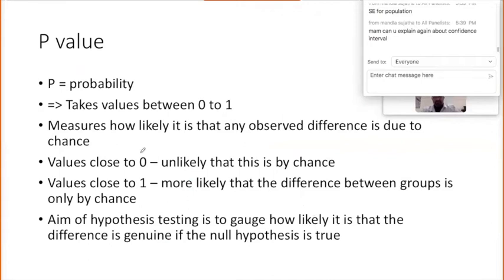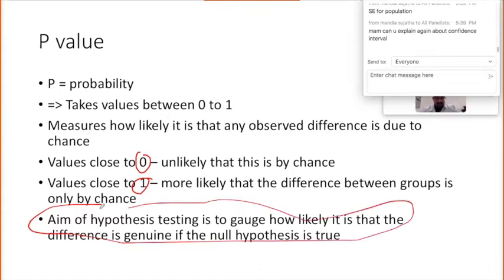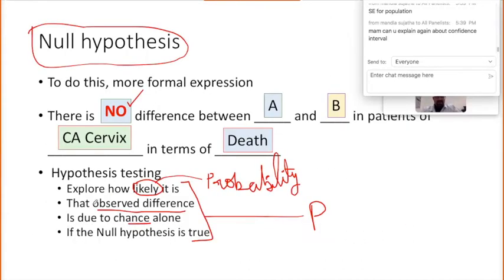So when the value is close to 0, it is unlikely that it is by chance. And when it is close to 1, it is more likely that the difference between the groups is only by chance. And the aim of the entire hypothesis testing is to gauge how likely it is that the difference is genuine if the null hypothesis is true. So reading this statement alone will probably confuse you and frighten you. But if you read it in the background of these two slides, then I'm sure that this concept of null hypothesis will not remain frightening to you after today.